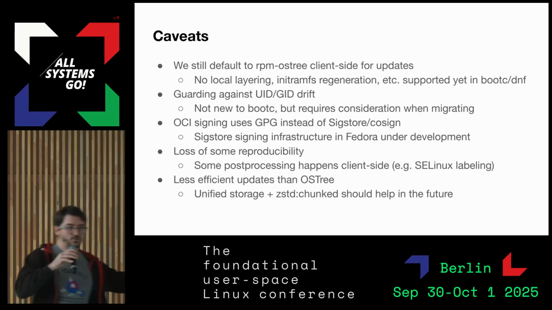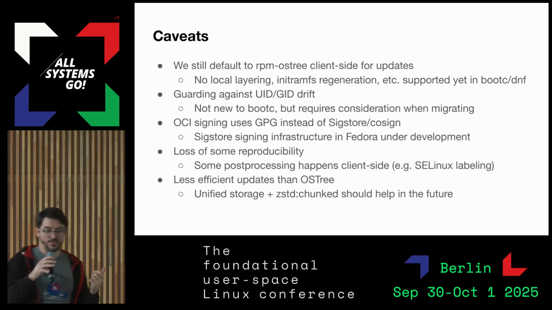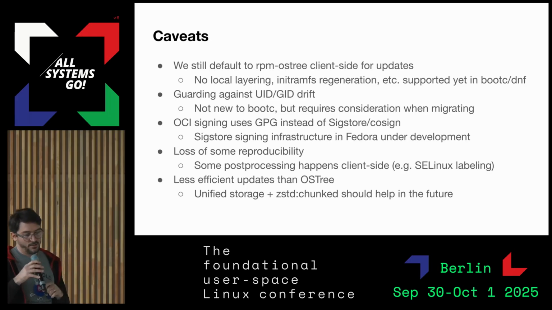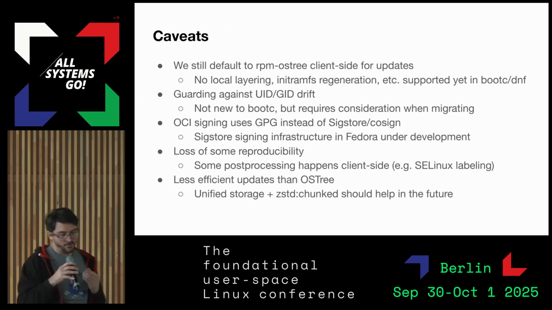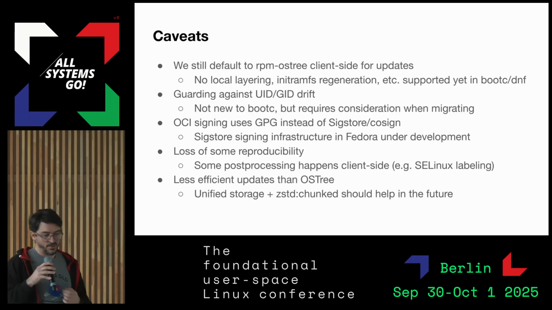We have a few issues with UID, GID drift. It's kind of specific how we do some things, how we use NSS add files for the etc password group files. It's not due to bootc, but that's something we had before. We want to move away from signing using GPG, so moving to cosign. This is still in progress.